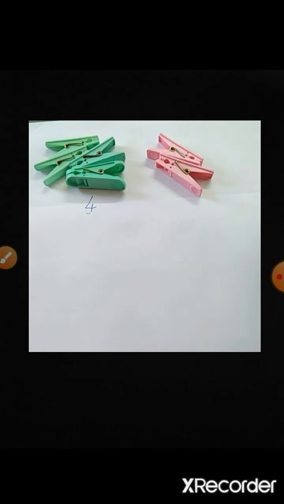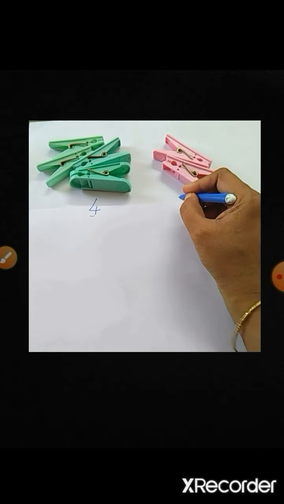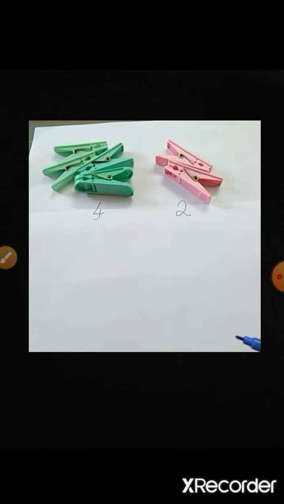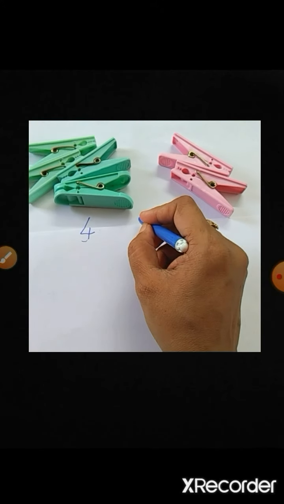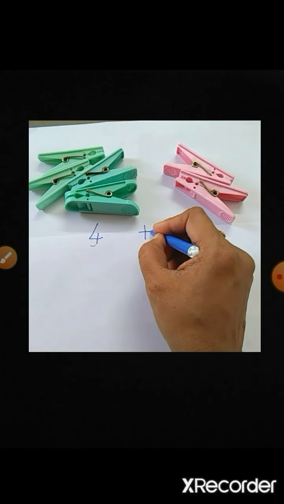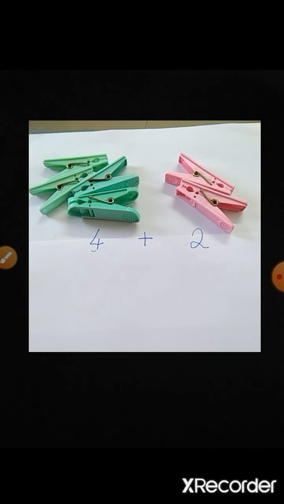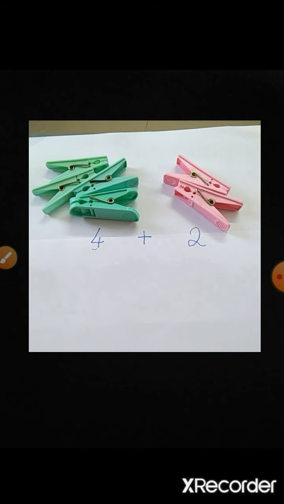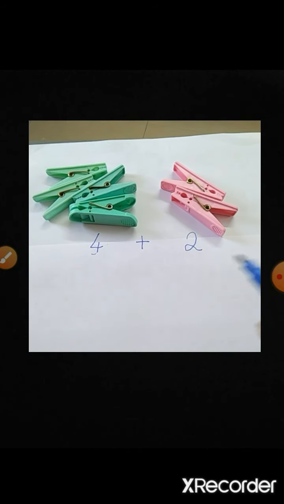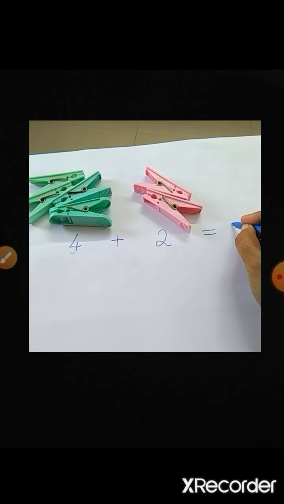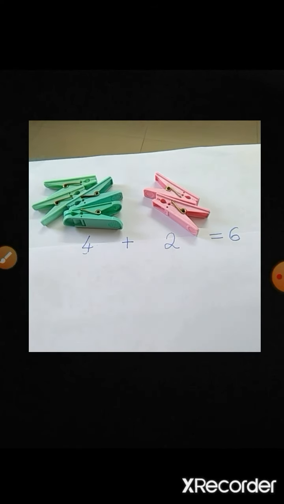Then, children, I will take 2 more cloth pegs. So how many am I putting? 2 more. So 4 and 2 together, I have put the addition sign because I want to find out the total number of cloth pegs. So 4 plus 2. How many cloth pegs, children? Yes, there are 6 cloth pegs.